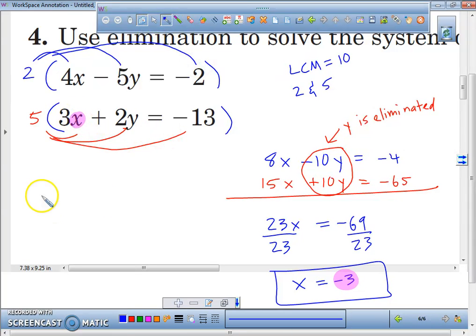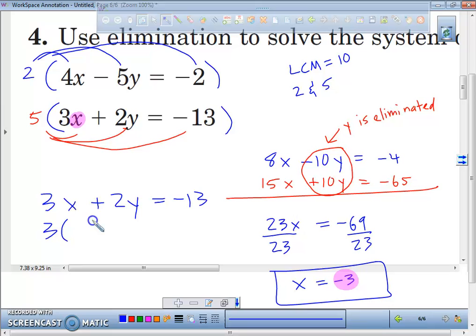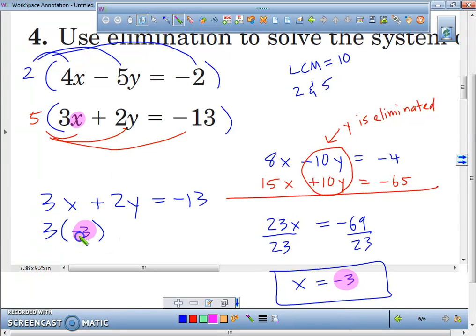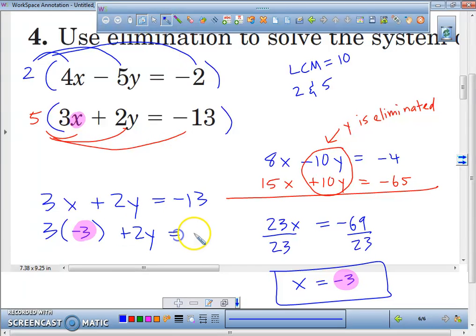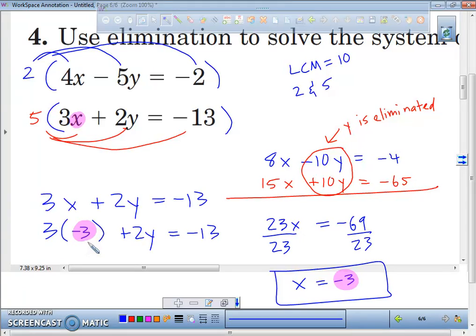So instead of 3x plus 2y equals negative 13, what am I plugging in? I'm plugging in a negative 3 for the x. Wow, this is so easy. All right, so I plug in a negative 3 for x. Why am I plugging in a negative 3 for x? Because what am I solving for now? Because I'm asking you. All right. 3 times negative 3 is a negative 9.